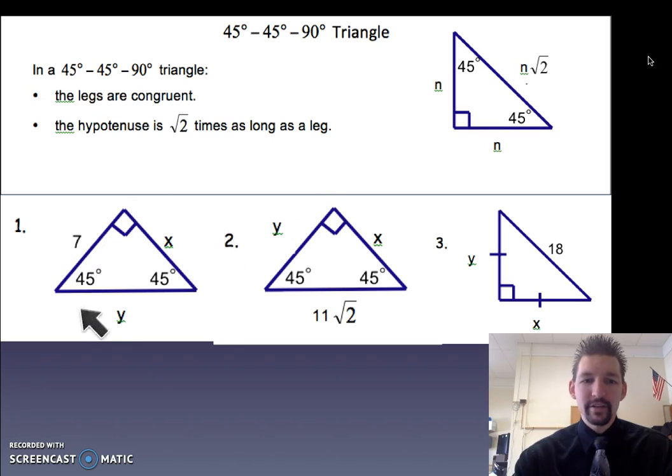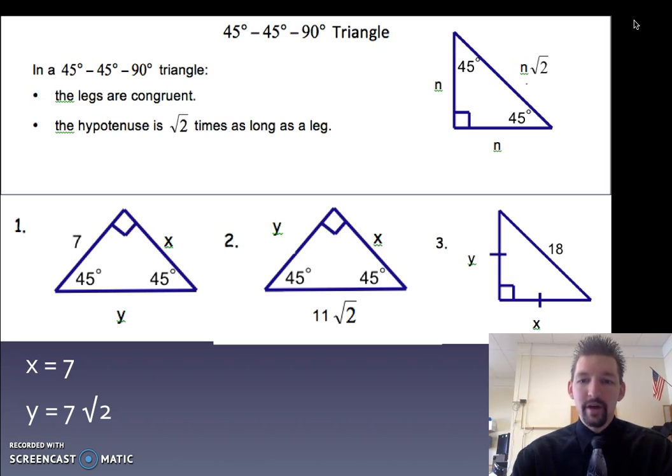So looking at our first example here, you'll see exactly what I'm talking about. So our first leg is 7. And we want to find what x is, so this other leg here, well, the legs are congruent, so x is going to be 7. On the bottom, we have y, which is going to be the hypotenuse. Well, the nice thing about this being a 45, 45, 90 triangle is that the hypotenuse is whatever the length of the leg is times the square root of 2. So y is going to be 7 square root of 2. And that works for all 45, 45, 90 triangles.